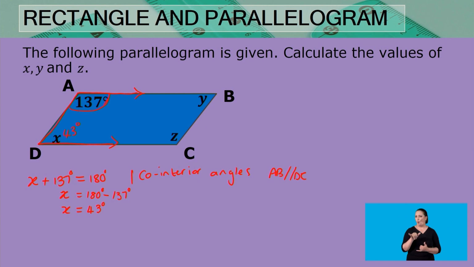What about our y? So when we are looking at y, we can see that y is opposite our 43 degrees that we just calculated there. So because this is a parallelogram, that means that y is also equal to 43 degrees, and the reason for that is because they are opposite angles of a parallelogram.